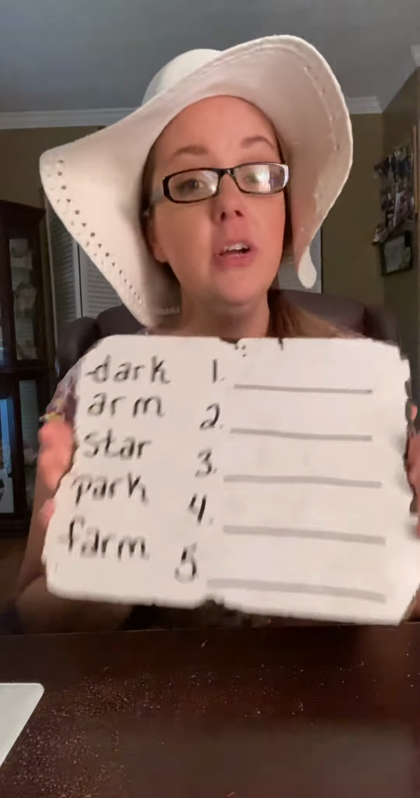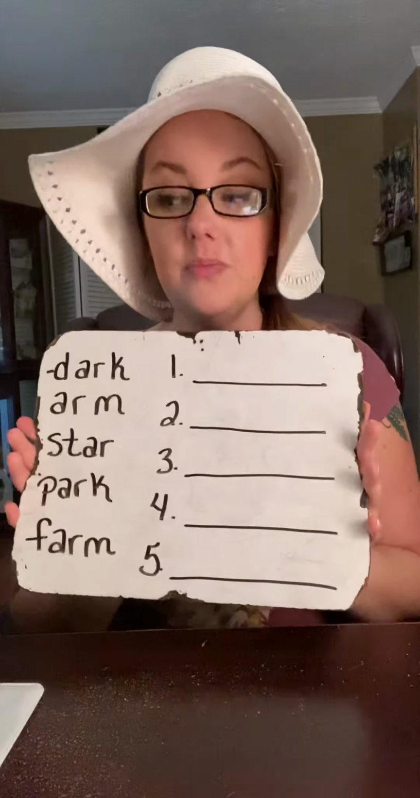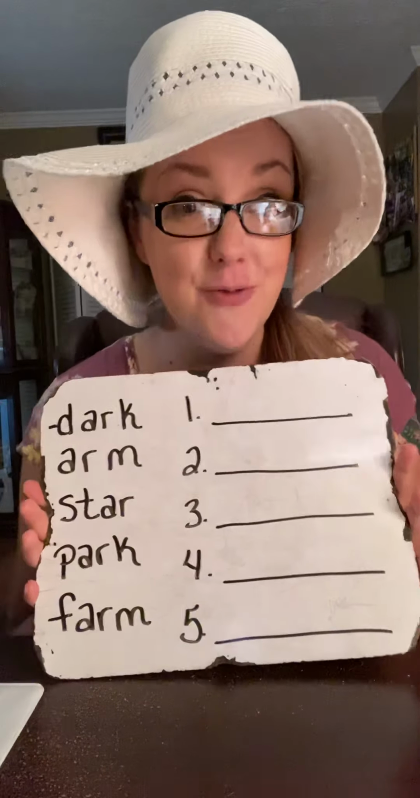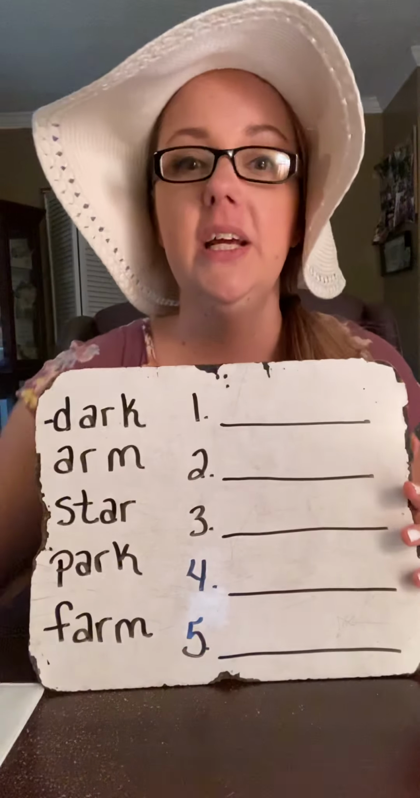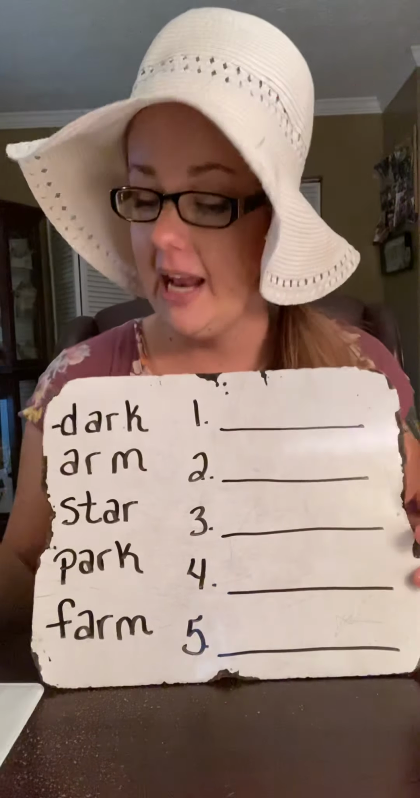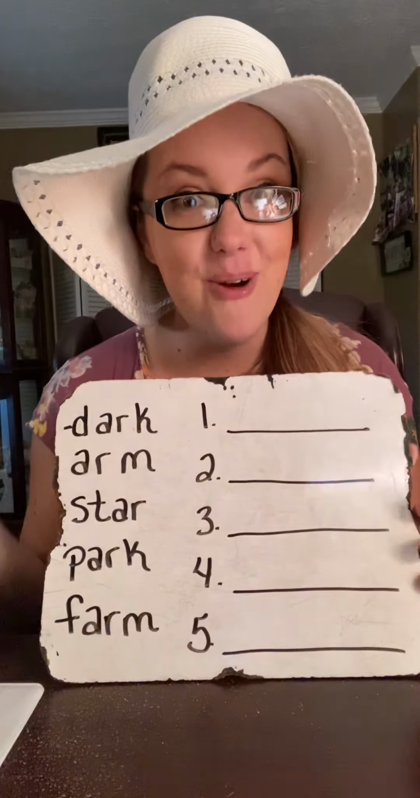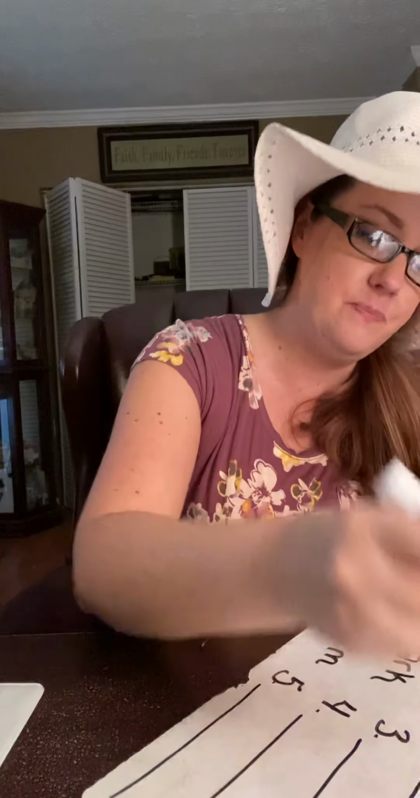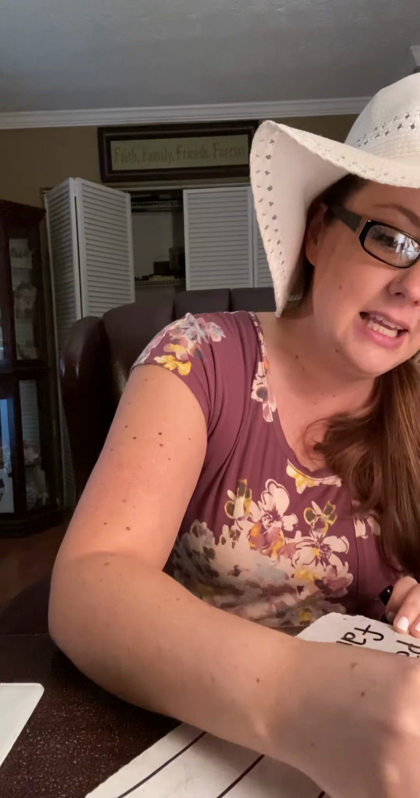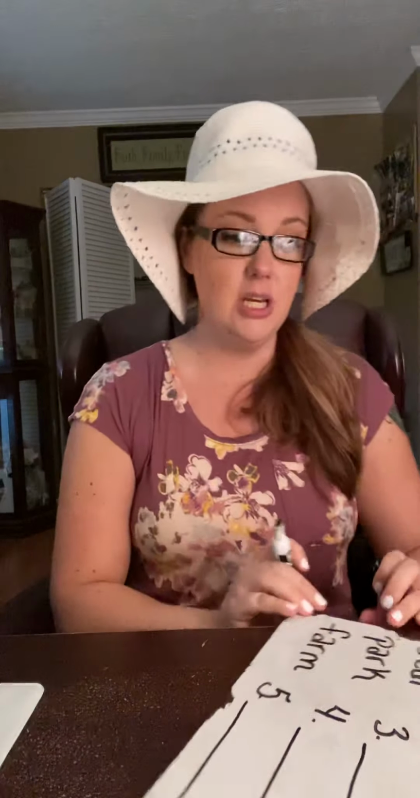Okay, now we're going to put these in ABC order, practicing using our cursive writing, okay? So, first things first in the alphabet, I need to look for my A's. And I happen to have one, don't I, guys? So, arm is going to be first. I'm going to circle it because I'm using it. And in my neatest cursive handwriting, I'm going to put arm.